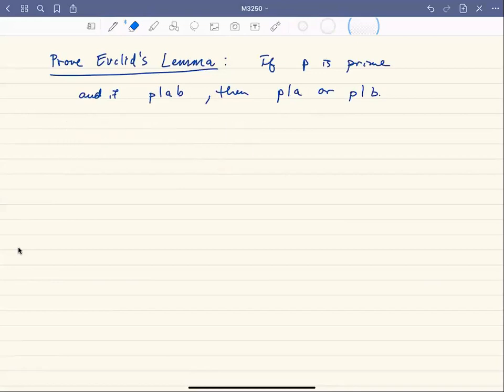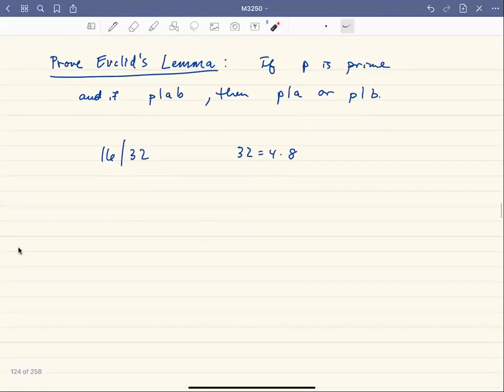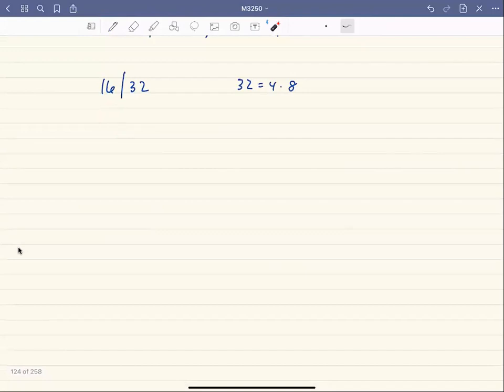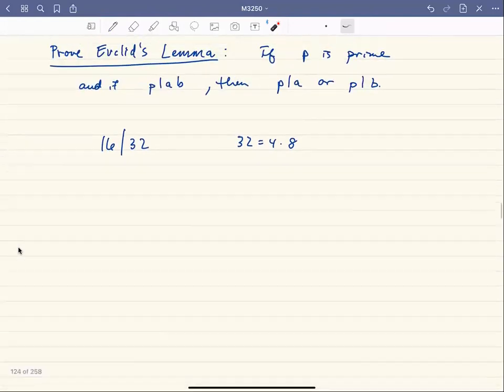This is not true for non-primes. So for example, 16 divides 32, but you could factor 32 into, say, 4 times 8, and 16 does not divide 4, 16 does not divide 8. And what allows this is that you can factor 16 into smaller terms. It's composite, it has factors besides one and itself. So this is a fact about primes, and it's a pretty deep fact about primes. If you have a prime that divides a product, then it has to divide either a or b.